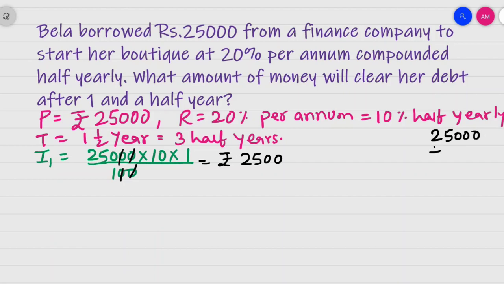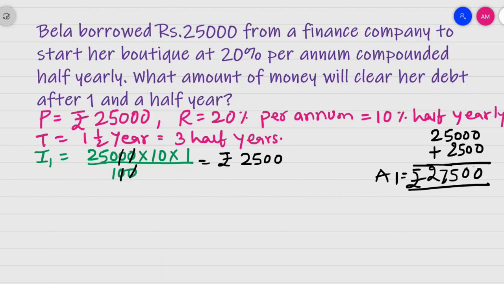So let us see what is the amount after the first half year. 25,000 plus 2500. So it is 27,500. This is the amount after the first half year.